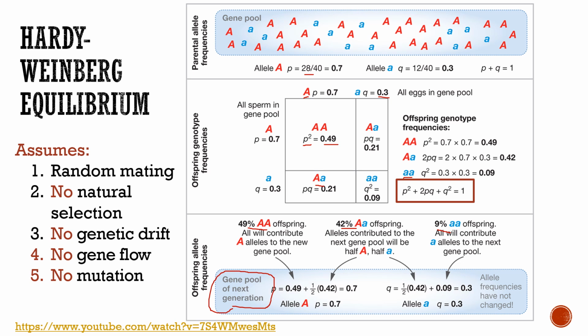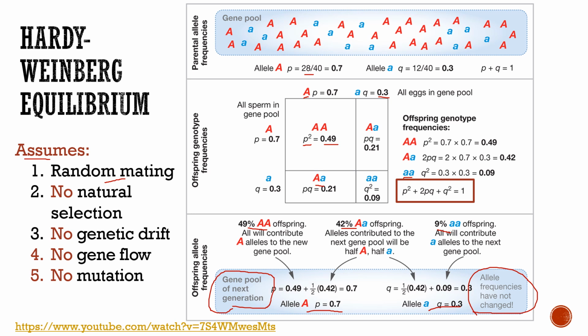So in this case, the numbers don't change. P is still 0.7 and Q is 0.3. This means that the allele frequencies have not changed, so this would be Hardy-Weinberg equilibrium. That indicates that there's no evolution occurring. Some of the assumptions we have here with Hardy-Weinberg equilibrium, again, no evolution.